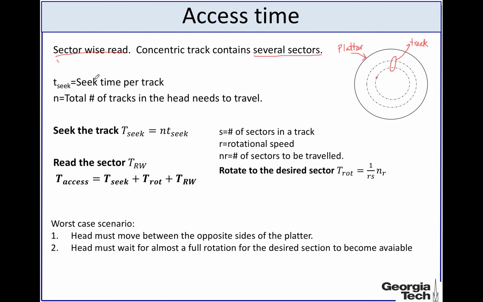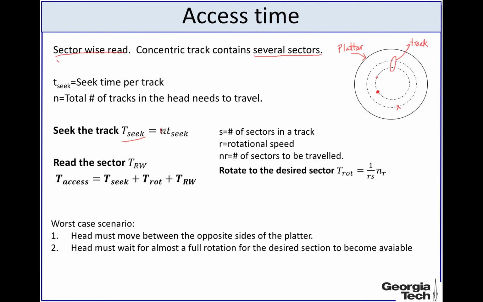Now let's say currently the head is over here, so this is the current location of the head, and say you want to read the data that is over here. Then you need to first move the head from this track to this track, and the time required for the head to move from this track to this track is given by capital T sec, and this is equal to n multiplied with small letter t sec.